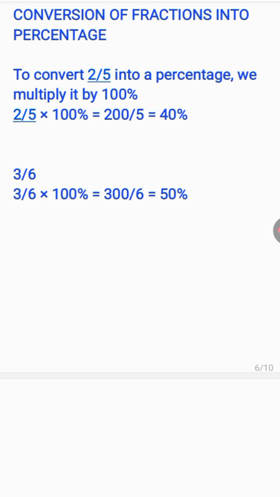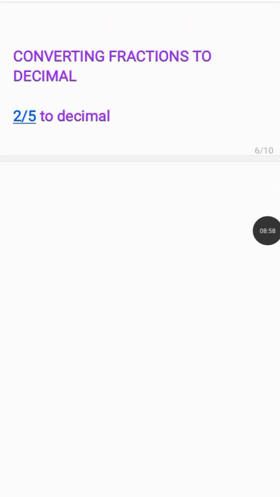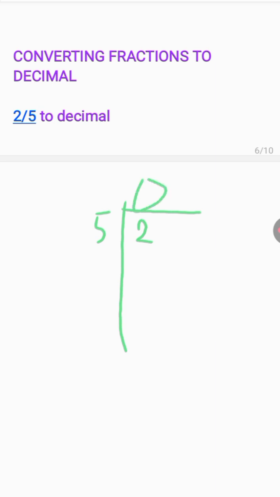Now, we look at converting fractions to decimals. To convert a fraction such as 2 over 5 to a decimal, you follow these step-by-step procedures. First, you do 2 divided by 5. So how many 5 can you see in 2? 0. So you write down 0. Now, after that 0, you multiply that 2 by 10, which will give you 20. So after doing that, you put a decimal point in front of that 0.